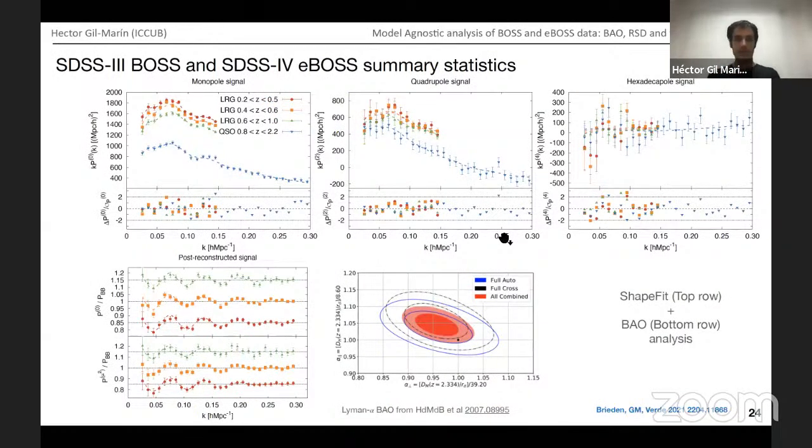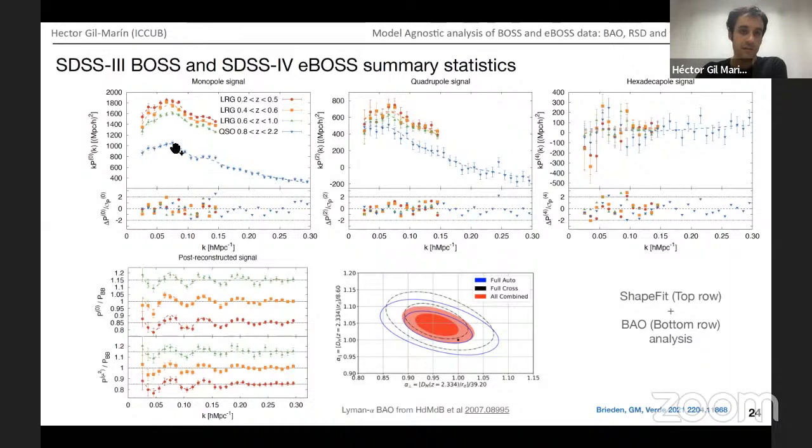So these are our results, how they look in terms of the monopole signal, the quadrupole signal, and the hexadecapole signal. The different colors are different galaxies at different redshifts. So in red, orange, and green, we have LRGs spanning from redshift 0.2 up to redshift 1. And from redshift 0.8 to 2.2 in blue, we have the quasars.